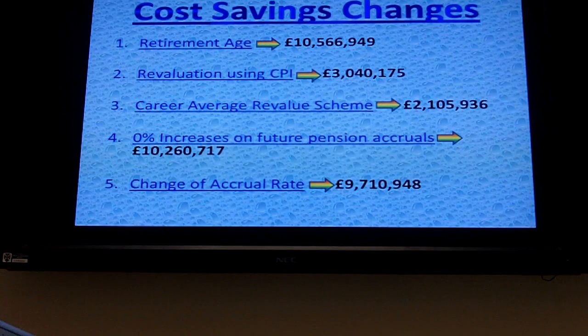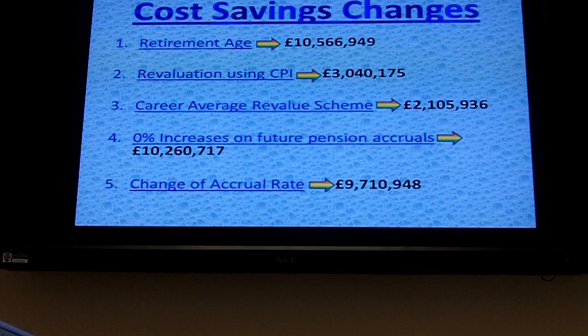Firstly, for the cost savings, we increase retirement age from 65 to 70. This means active members will contribute more towards funding the pension scheme before they retire. This came out with a cost saving of 10.5 million. Secondly, we reevaluated the scheme using the consumer price index instead of the retail price index. 2.5% is assumed for the consumer price index. Cost savings were 3 million here.